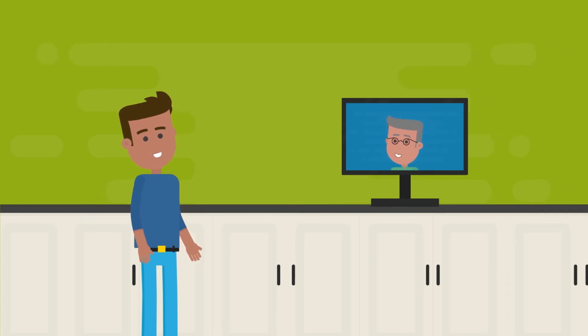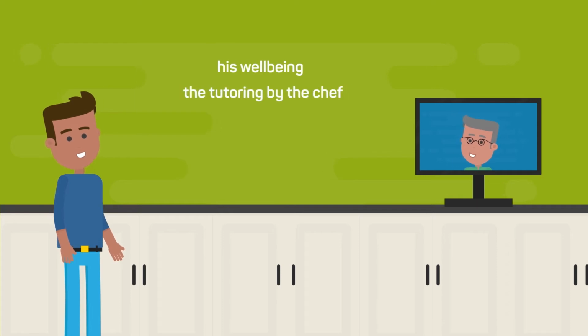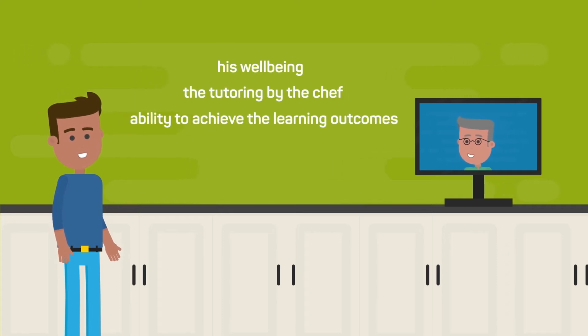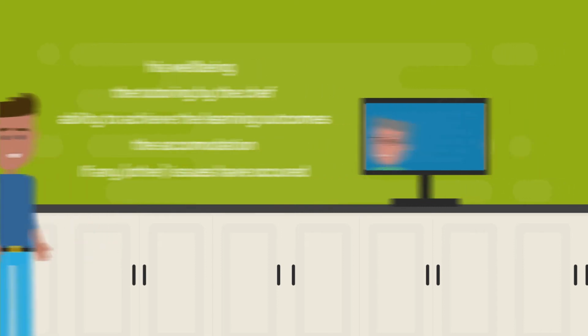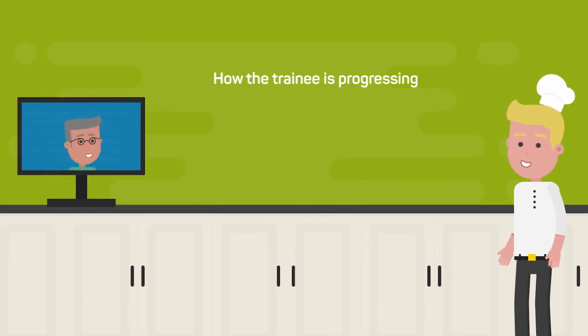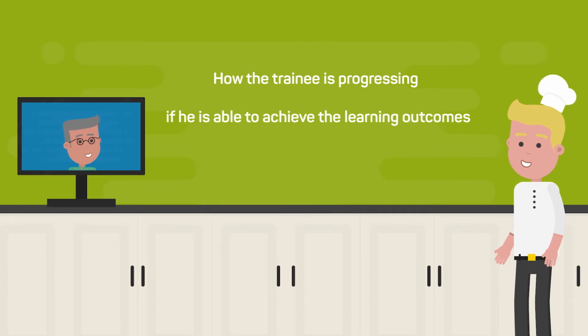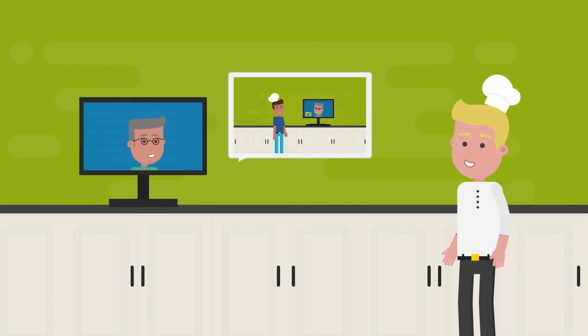The mobility coordinator asks Mark questions on his well-being, on the tutoring by the chef, if he is able to achieve the learning outcomes, on the accommodation, and if any other issues have occurred. After this, the mobility coordinator contacts the chef and asks how the trainee is progressing and whether he is able to achieve the learning outcomes agreed, and if there are any things which need to be discussed. He also informs the tutor of his conversation with the trainee.